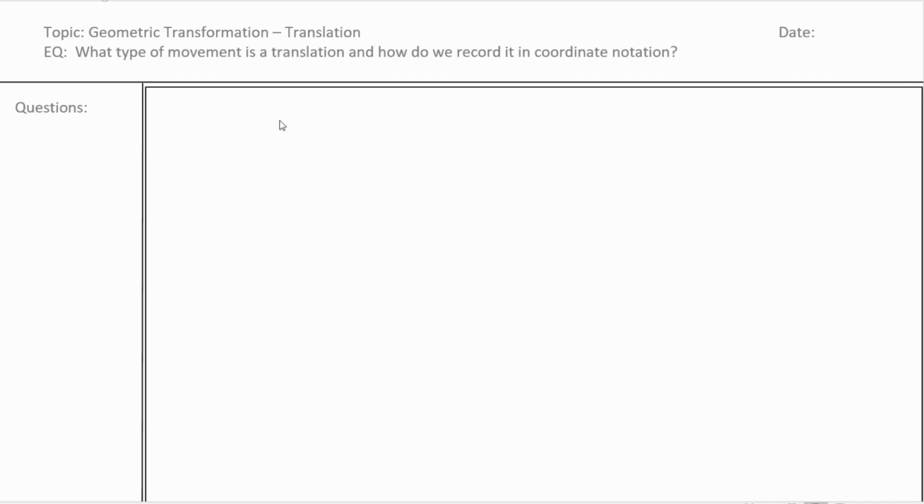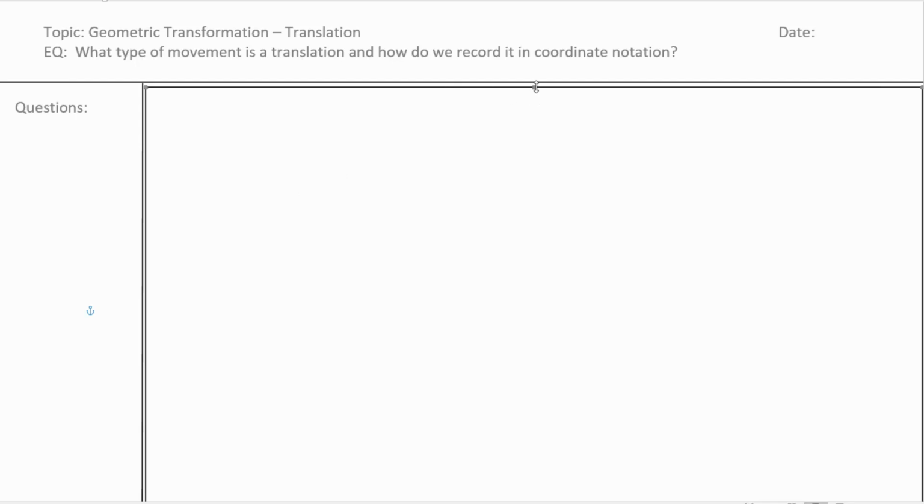Hello. For our topic today, we are going to cover geometric transformations, specifically translations. Our essential question for today is, what type of movement is a translation, and how do we record it in coordinate notation? Please take a moment to copy the topic and essential question into your header. Be sure to record today's date, set up your question column and your note column, and resume the video when you're ready to begin.